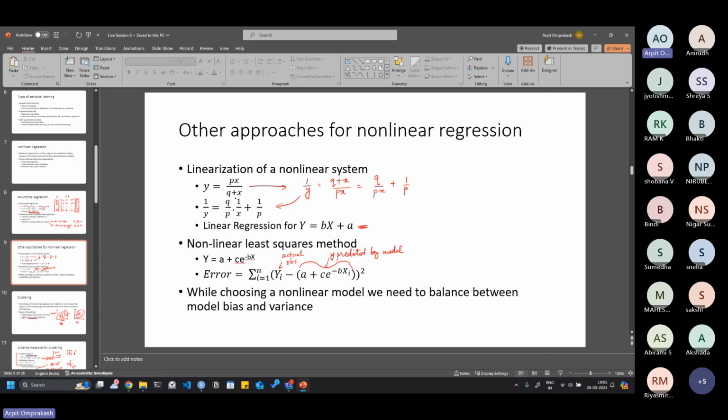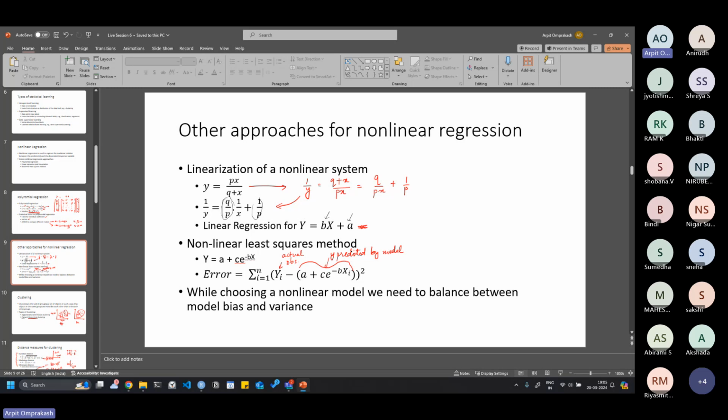Right. So basically, in this case, we are inverting the equation and we get the equation of this form, where our y is now 1 by y and our x is now 1 by x. So when we fit the equation, we get b and a is basically q by p and 1 by p. So using these two values, we can then get the value of p and q. Great.